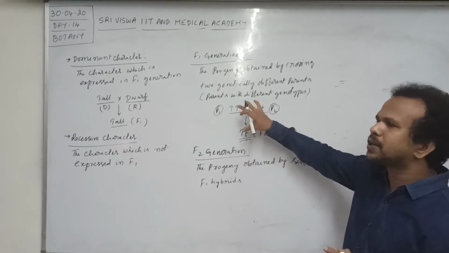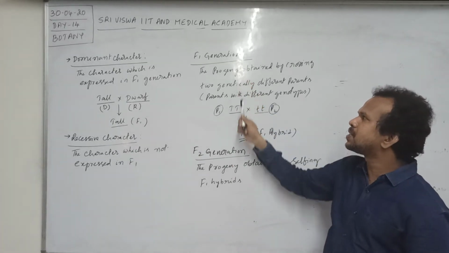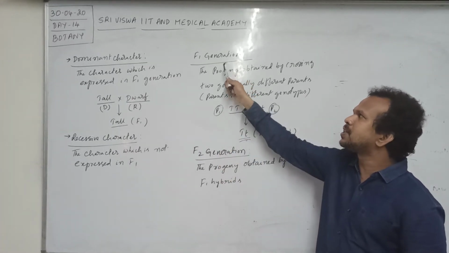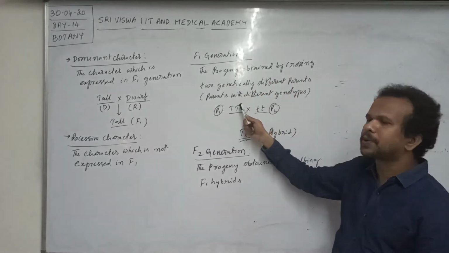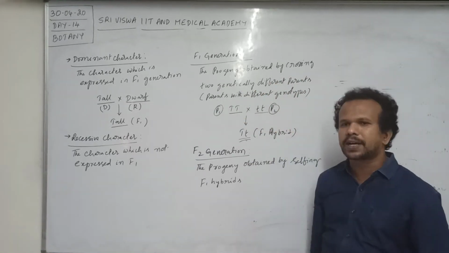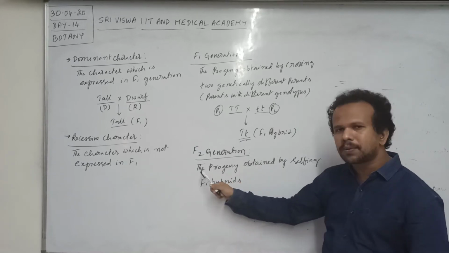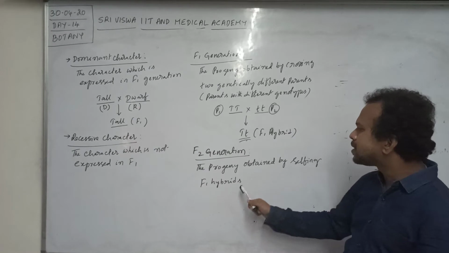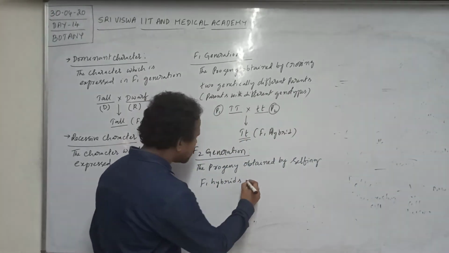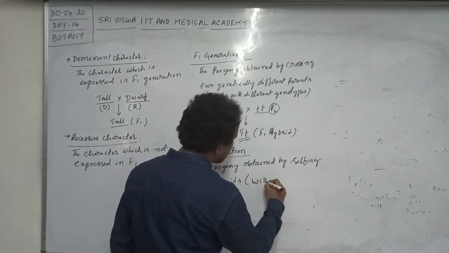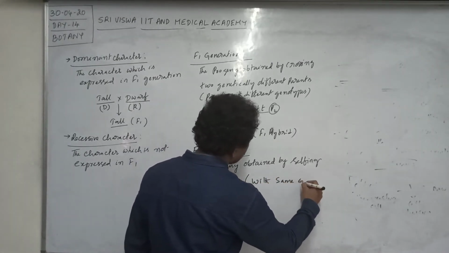So here, very important terms, F1 generation and F2 generation. F1 generation is the progeny obtained by crossing two genetically different parents with different genotypes. However, F2 generation is the progeny obtained by selfing F1 hybrids. Here selfing means crossing F1 hybrids with the same genotype.